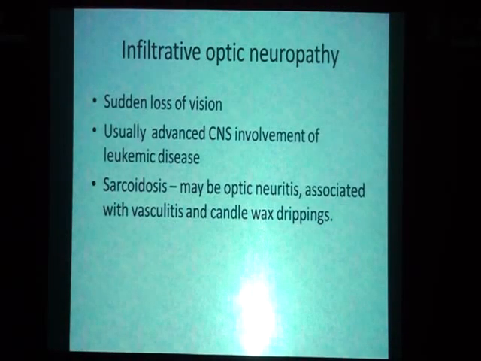So this clinical situation of sudden loss of vision usually happens due to advanced CNS involvement of leukemic disease. It can happen in other infiltrative conditions. One of the common ones is sarcoidosis, where it may also present as optic neuritis, and it may be associated with vasculitis or conjunctivitis in the retina.